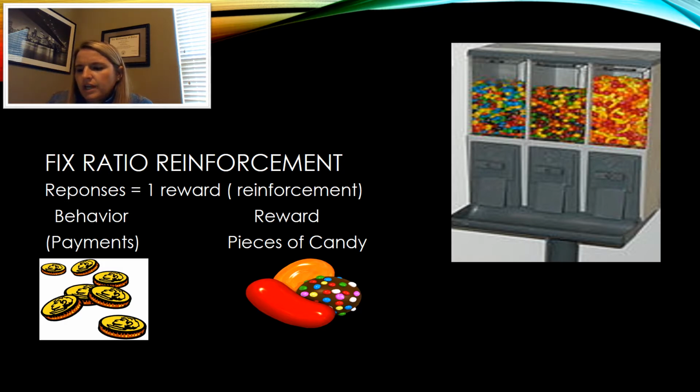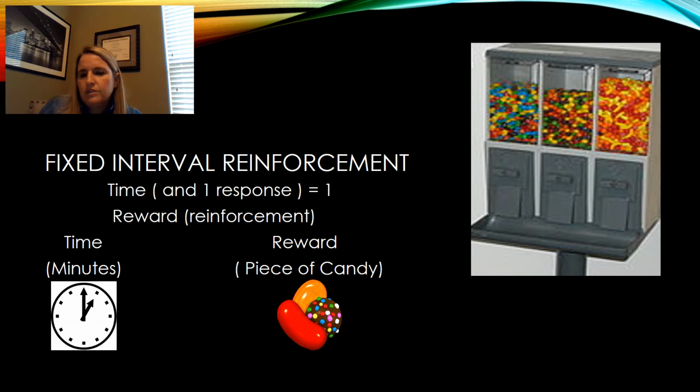If the candy machine had a fixed ratio reinforcement, it would give a piece of candy after a fixed number of payments, such as every 5 coins put in. Every 5 times the customer shows the desirable behavior, he is reinforced. The machine may also operate on a fixed interval schedule, meaning it will dispense a piece of candy after a certain amount of time. Let's say every minute, as long as the coin has been put in, the customer is rewarded.